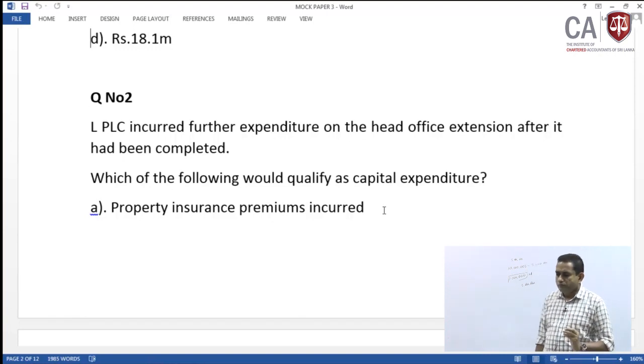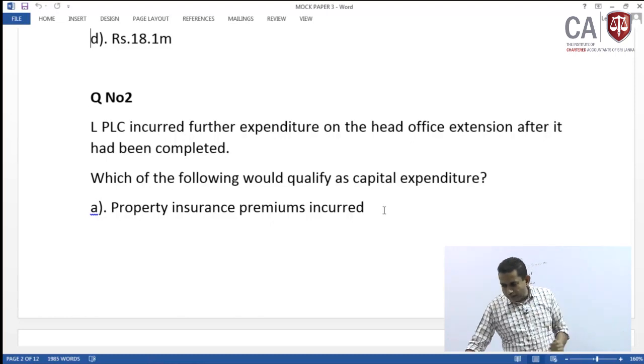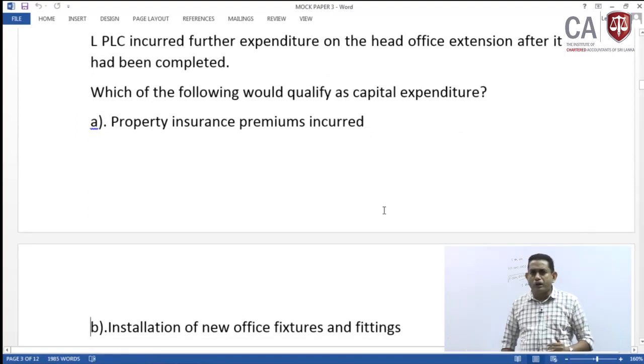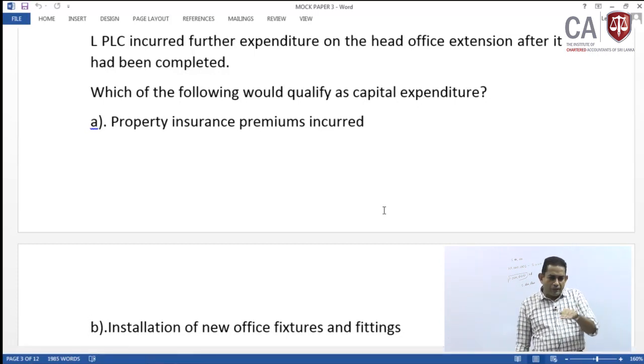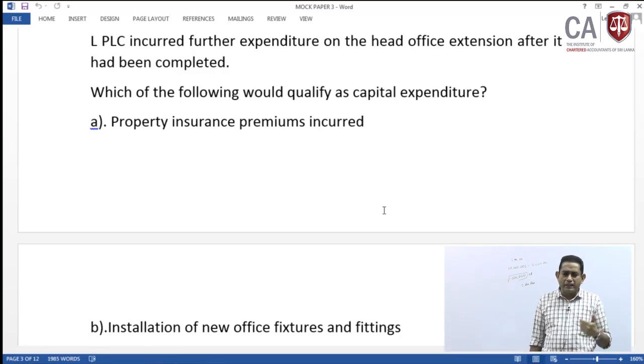Now, the expenses incurred. First one, property insurance premium incurred, that does not contribute to any additional economic benefits. It will contribute to maintain the same level of benefits. So, that has got nothing to do with the economic benefits.